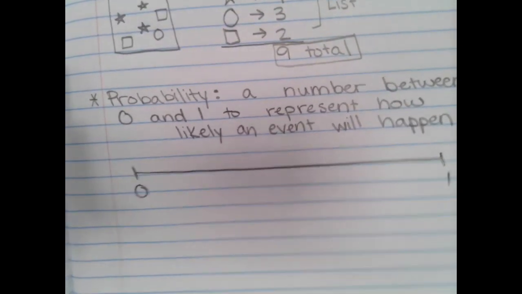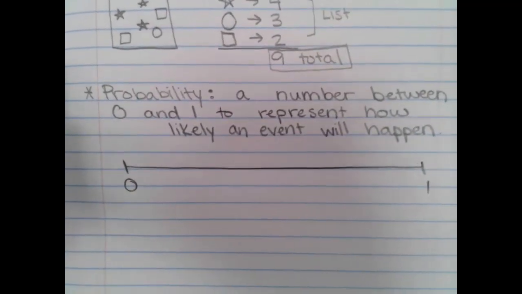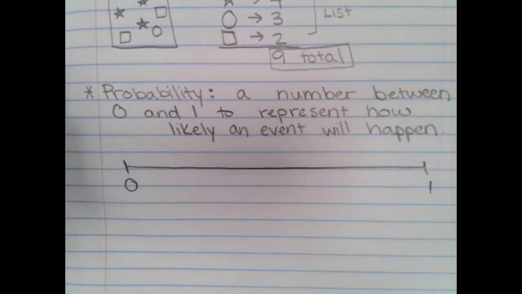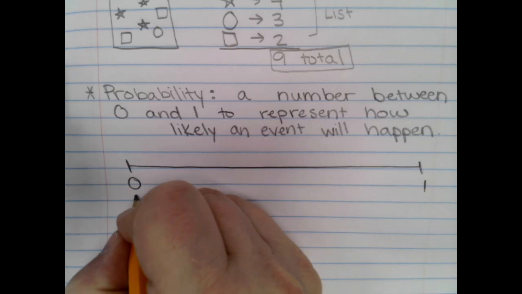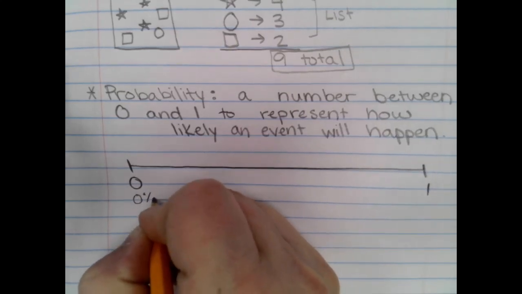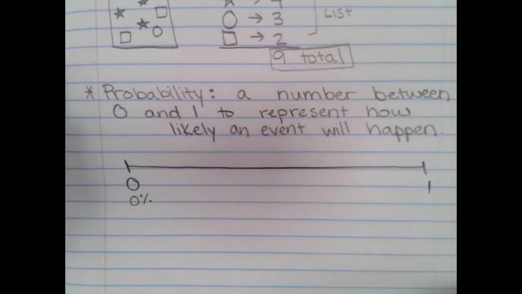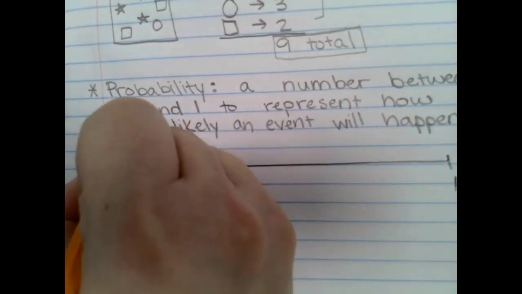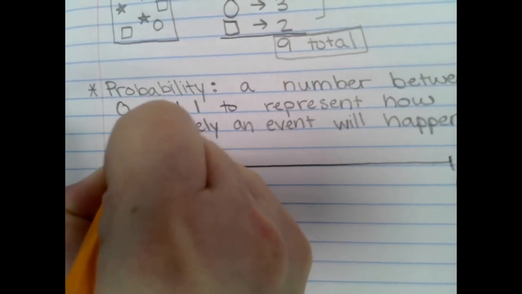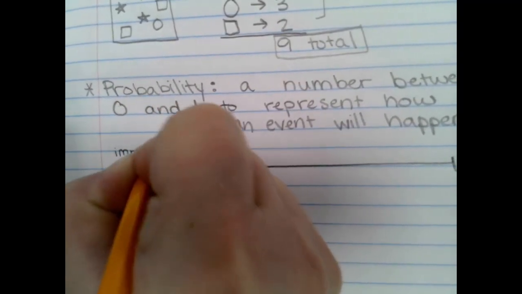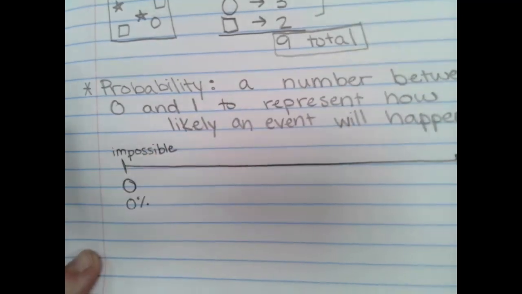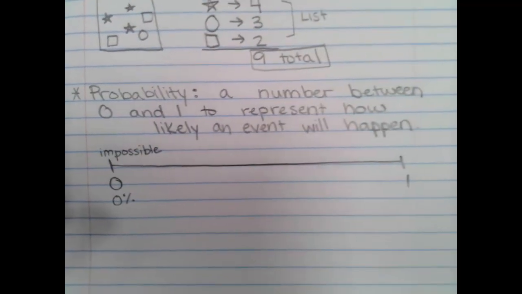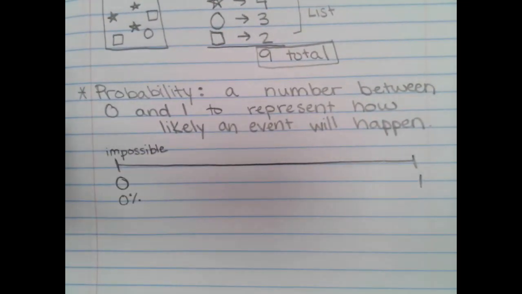If something has a 0 chance of happening, or a 0%, it's never going to happen. If you ask somebody out and they're like, not in a million years, that means it's not going to happen, right? So 0 means it's impossible. It won't happen. So a 0% chance means it won't happen.